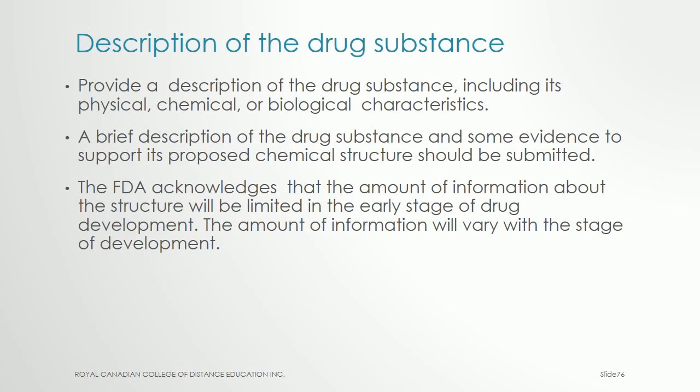Description of the drug substance. Provide a description of the drug substance, including its physical, chemical, or biological characteristics. A brief description of the drug substance and some evidence to support its proposed chemical structure should be submitted. The FDA acknowledges that the amount of information about the structure will be limited in the early stage of drug development. The amount of information will vary with the stage of development.